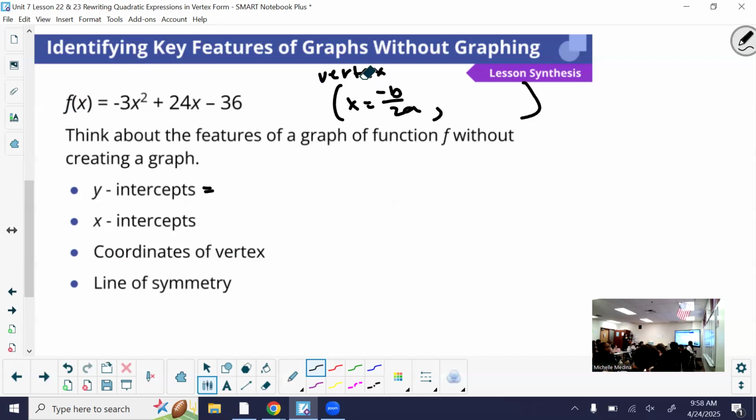Lastly, line of symmetry, I mean that's the formula. It's in standard form. You should see the b and the a pretty clearly. I'm going to give you, I'd say, 4 minutes to identify all of those without graphing.